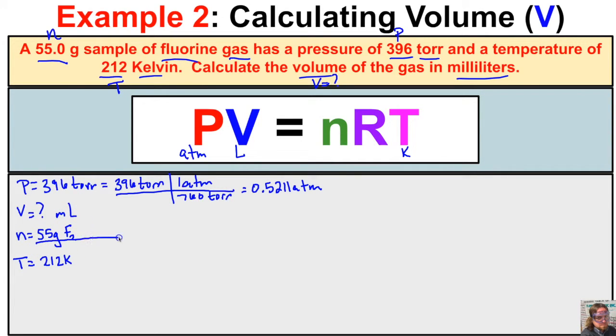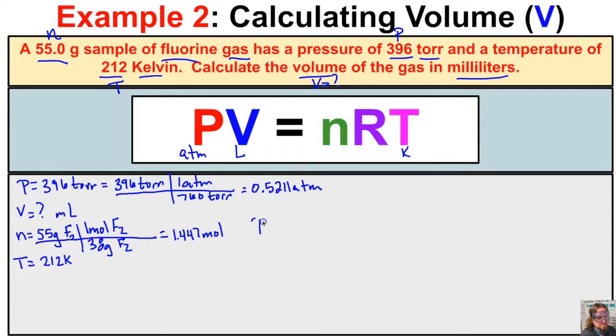If we take a look, we're trying to figure out the volume in milliliters. We need to convert the grams of fluorine now into moles. We know 1 mole of F2 from our periodic table of elements is going to end up to be 38, I believe, 38 grams of F2. Fluorine's molar mass is 19 on the periodic table, and 19 times 2 is 38. And so if we put this in our calculator, we end up with 1.447 moles of F2. And our temperature is in Kelvin, so we're good. We can now plug this stuff in.